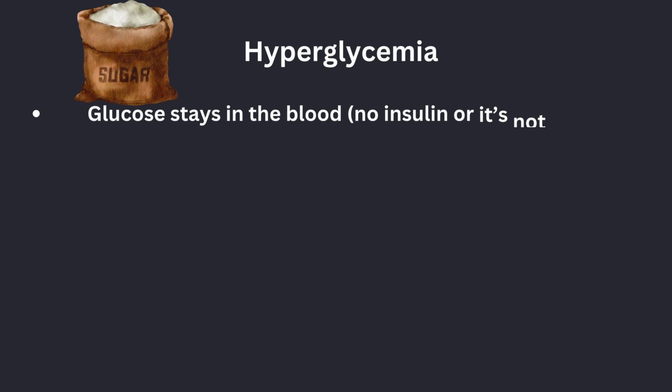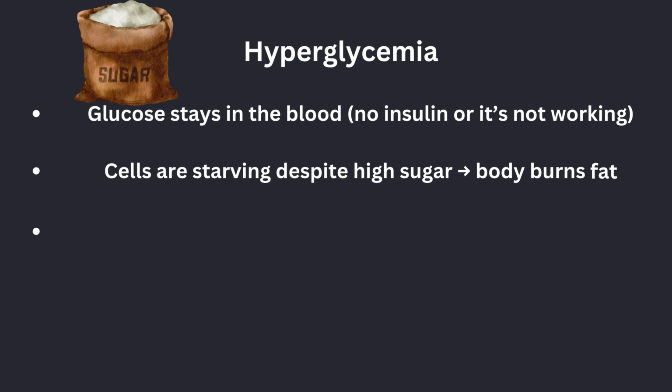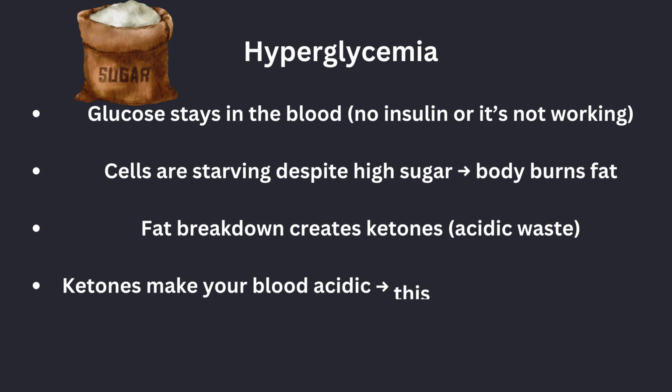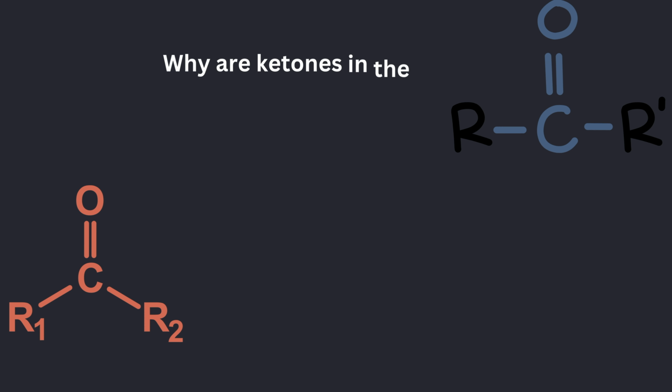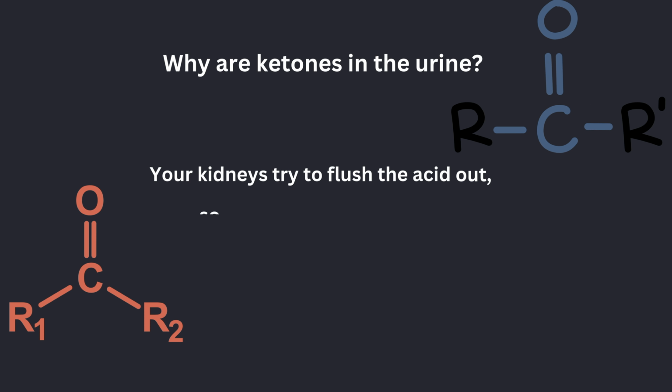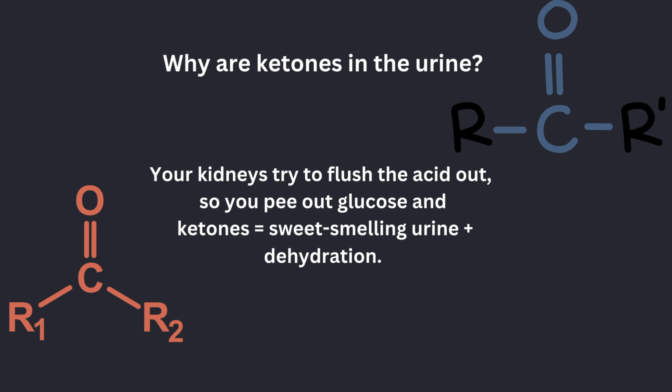In hyperglycemia, glucose stays in the blood and insulin isn't working to take it out, or there is no insulin. So cells are starving despite the high sugar and the body burns fat. Fat breakdown creates ketones, which are acidic, and ketones make your blood acidic, which can turn into diabetic ketoacidosis, which causes Kussmaul respirations. So why are ketones found in the urine of a hyperglycemic patient?